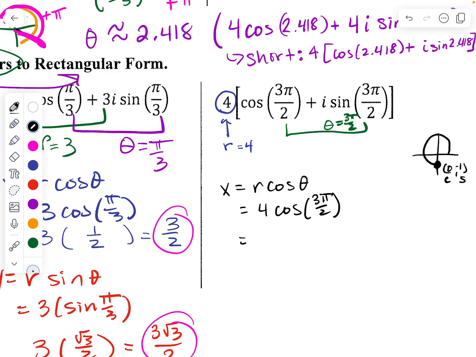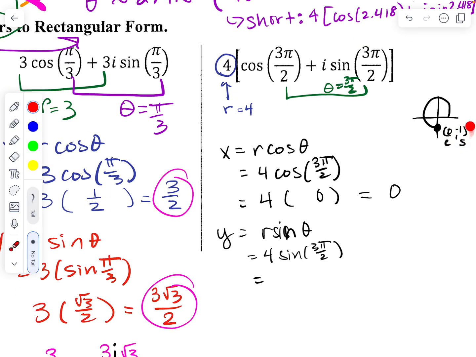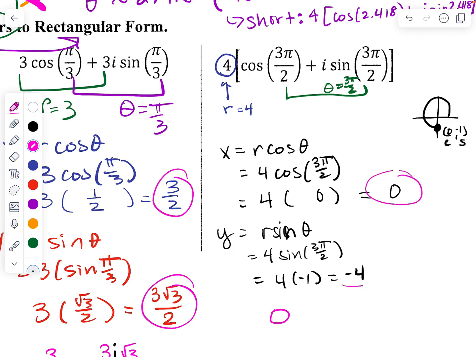So cosine is actually 0 here, so x is 0, and our y value is r sine theta, which in this case is 4 times the sine of 3 pi over 2, which we know is negative 1. So 4 times negative 1 is just negative 4. So if we're talking about this imaginary complex number, our real component is 0, and our imaginary component is negative 4i. So we get 0 minus 4i is our complex number.